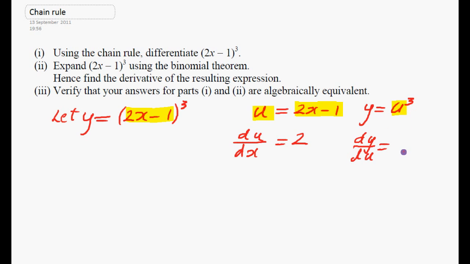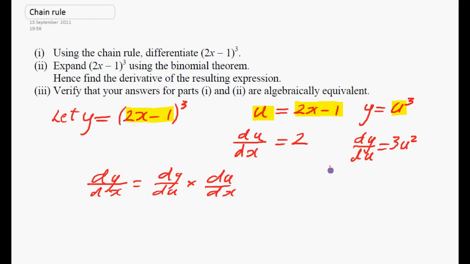So dy by du equals 3 times u, taking 1 off the power, squared. Now the chain rule states that dy by dx equals dy by du times du by dx. So therefore we're going to do this times this, dy by du times du by dx. In this case that will equal dy by du is 3u squared times 2. So we're going to get 6u squared.